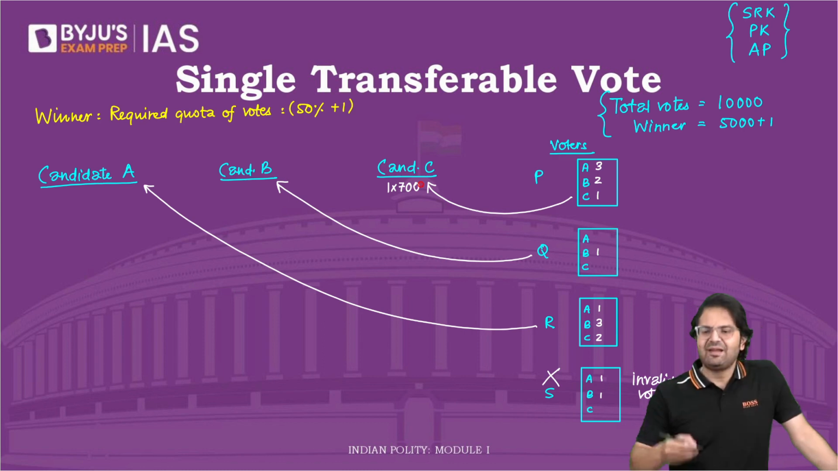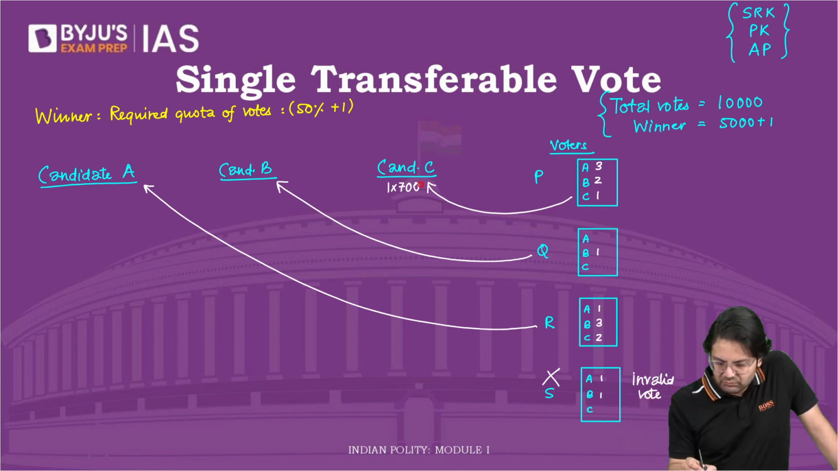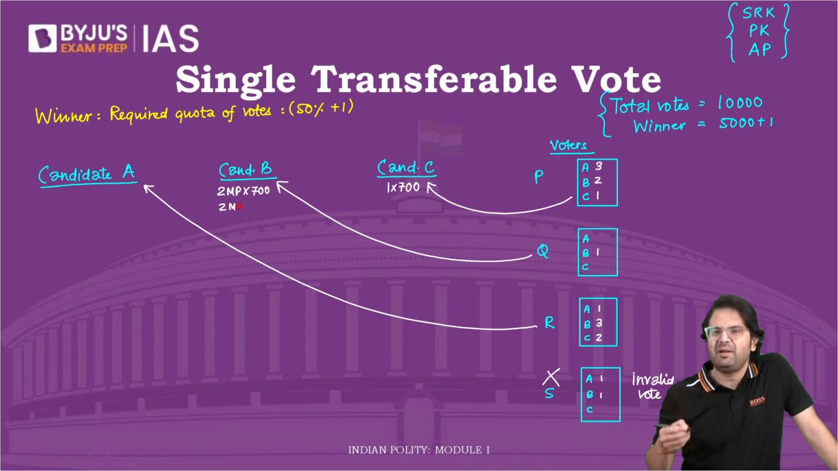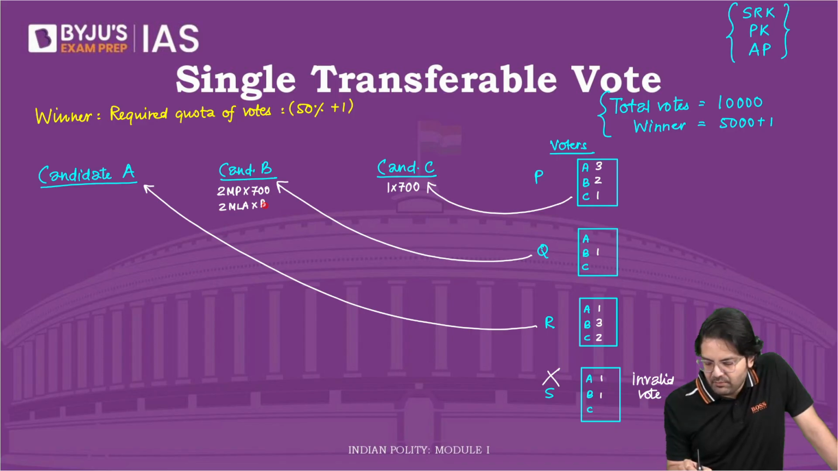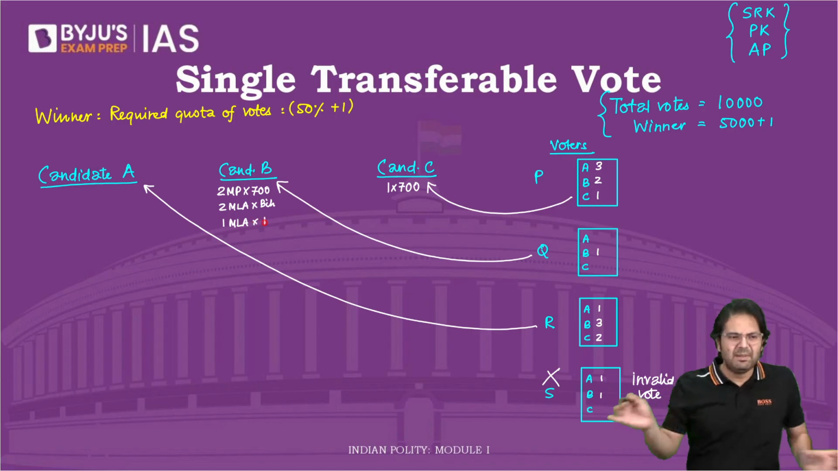Let's assume that candidate B has got multiple votes. 2 MPs have voted for him, into 700. Then some other MPs and MLAs from some states have voted for him. Different MLAs, say 2 MLAs from Bihar have voted. 1 MLA from Kerala has voted, etc. All this, multiple votes are there.